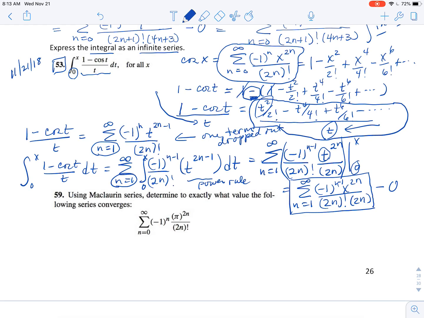Okay. So from here to here, that is the power rule, right? We're adding 1 to the power, dividing by the new power. Absolutely right.